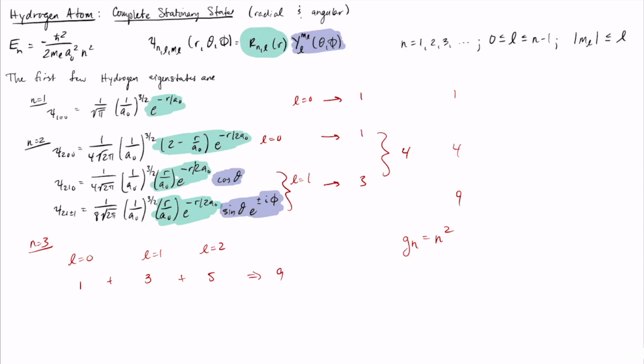So what this means is that for a given energy, E sub n, there are n squared different eigenfunctions that all give the same energy. N squared distinct orthogonal eigenfunctions that all give the same E_n energy level.